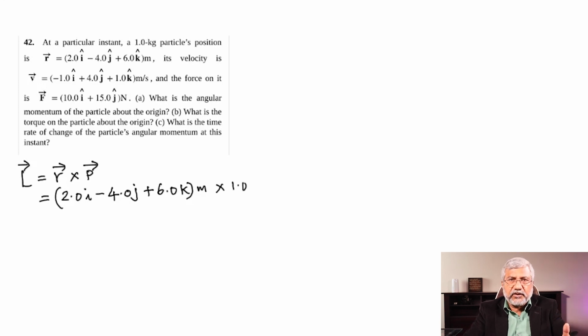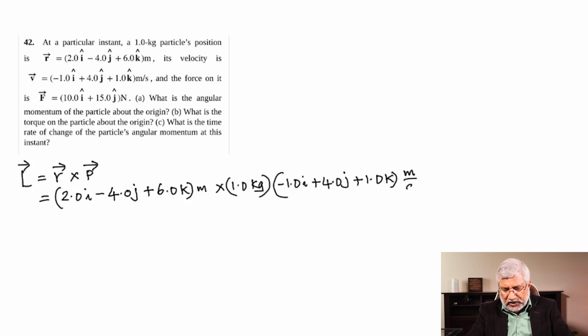Since it's given in ijk vector notation, we have to use matrices to calculate this. First you have 2.0 i minus 4.0 j plus 6.0 k, which is R. And remember, in a cross product, the order of the vectors is important. So R first, cross P. To find P, you have to have the mass, which is 1.0 kilogram, times the velocity, which is given in this format. The unit is meter per second for velocity, of course.